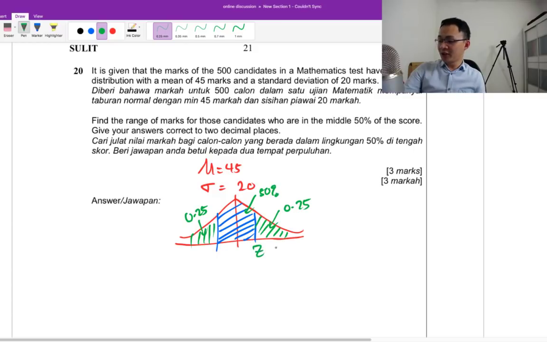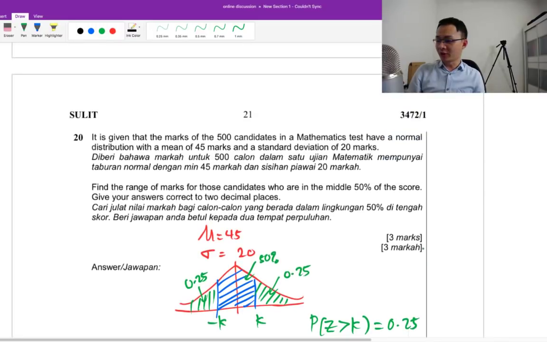So therefore, this is my Z value. I have both Z values here. Maybe I don't use Z, Z is a standard score. I use k. I have k and negative k. So I'm trying to find what happens when the probability that Z is bigger than k equals 0.25. Okay, I realize I'm blocking some of the question here.